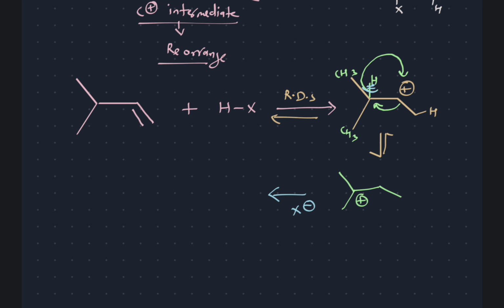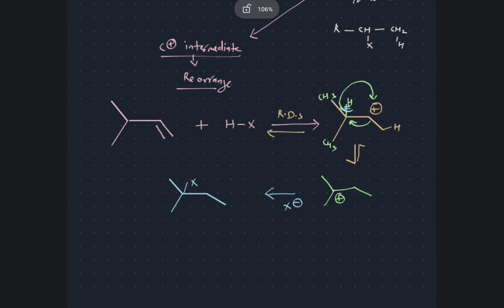In another video I will explain rearrangement in detail, but here I am discussing it only briefly. So you can see here now the halogen will attach here. So as you can see, HX will react like this with the alkene.